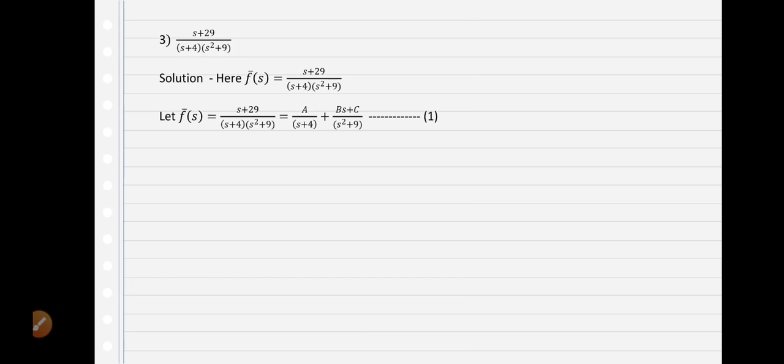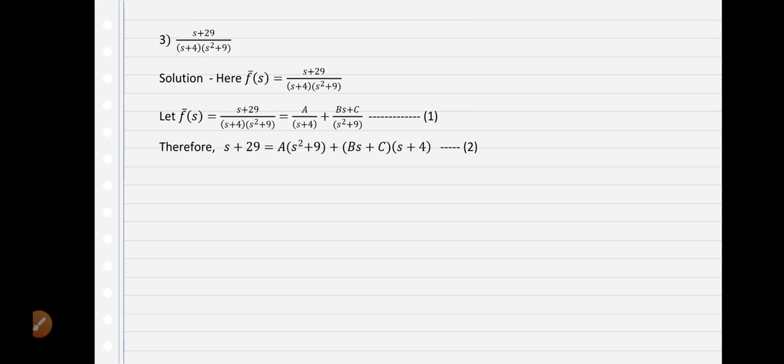Now again we have to find the values of A, B, C, and before that we have to take the LCM of the terms on RHS, and comparing numerators on both the sides, we get s plus 29 is equal to a into s square plus 9 plus bs plus c into s plus 4. This is just by cross multiplication. Now we have to find the values of a, b, c by substituting different values of s.